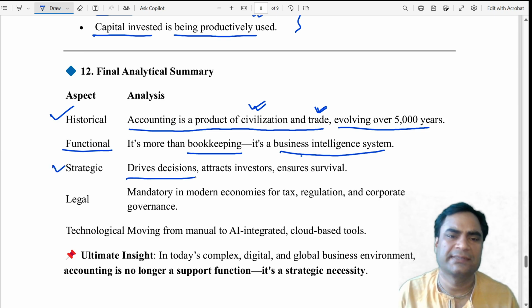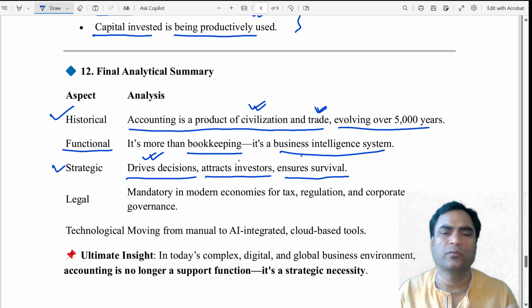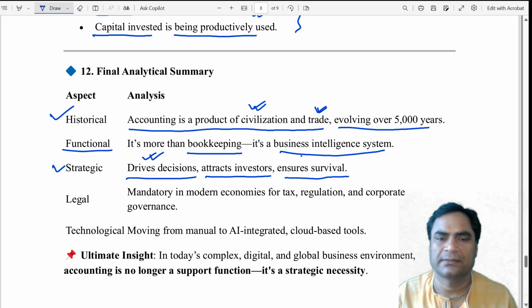Strategic, drives decisions, attracts investors, ensures survival. It means that it helps in making business strategy. It means the analytical summary of accounting information drives decisions. It facilitates decision making, and it is also able to attract the investors. Investors are those who intend to invest their money in the business. So it can attract the investors if it is done properly. If the analytical summary is properly prepared, then it would be able to attract the investors.